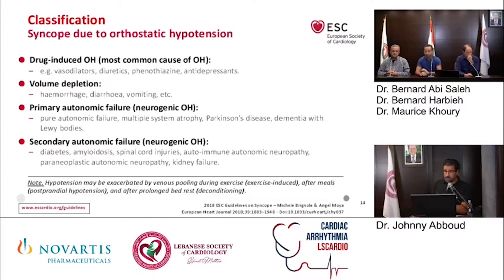Then we have also at this age a frequent cause of syncope secondary to orthostatic hypotension. So in our interrogation, we should ask about drug-induced orthostatic hypotension: vasodilators, diuretics, phenothiazine, antidepressants, and volume depletion, bleeding, diarrhea, vomiting. Then primary and secondary autonomic failure. The primary, like pure autonomic failure, multiple system atrophy, Parkinson's disease, dementia with Lewy bodies. Then the secondary causes like diabetes, amyloidosis, spinal cord injury, autoimmune neuropathy, paraneoplastic neuropathy, and kidney failure. So our patient at this age should be interrogated because all these are possible causes of his syncope.